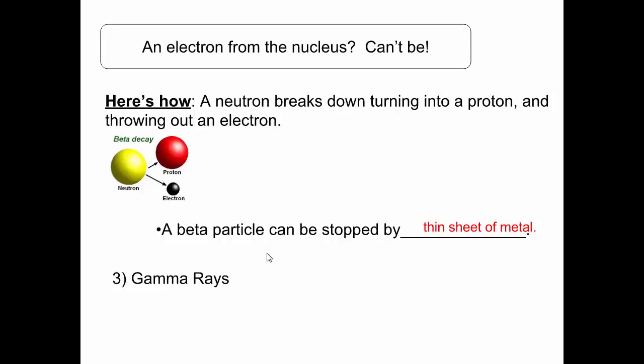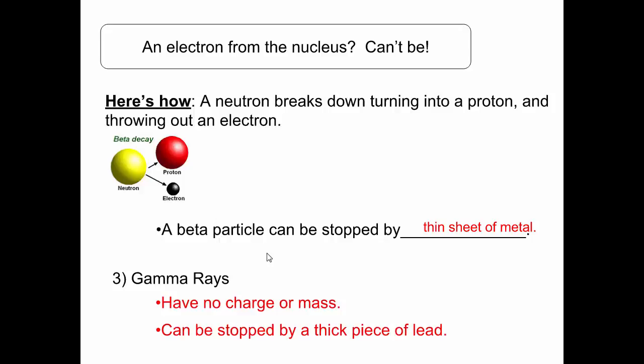Then finally we have gamma rays. So alpha and beta decay were emitting actual matter, particles, electrons, okay, protons and neutrons. Gamma radiation is different. Gamma radiation is just energy, no mass, no charge. It's just the emission of energy, the release of energy from an atom. Gamma rays have the greatest ability to penetrate. It takes a thick sheet of lead to stop the penetration of gamma rays.